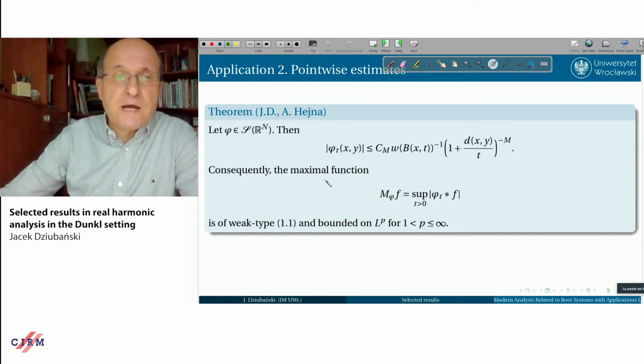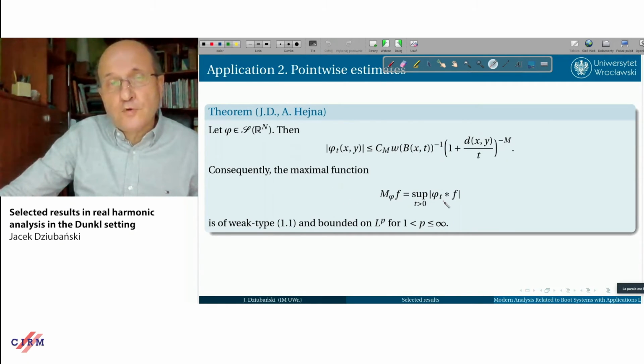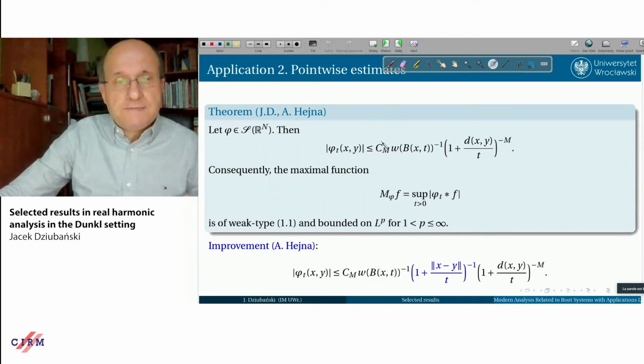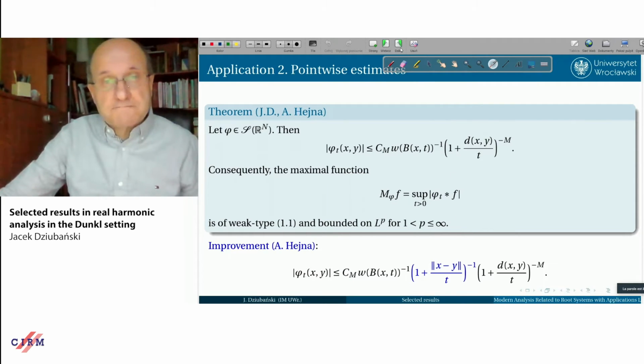Consequently, this estimate allows us to prove that the maximal function associated with convolution with a non-radial kernel is of weak type 1,1 and bounded on L^p spaces. Now, let me say that in her PhD thesis, Agnieszka proved the result because she also added a factor which contains Euclidean distance. Now, this is for the function phi, which is non-radial, and actually it also allows us to define Hardy space by using non-radial functions.